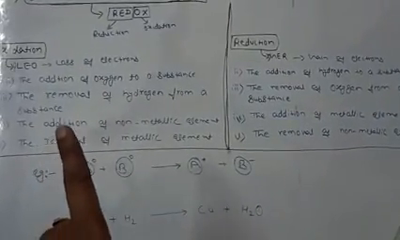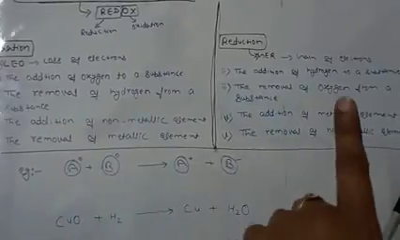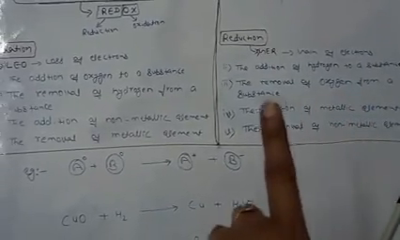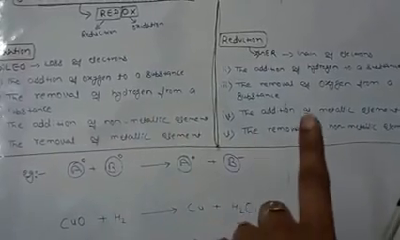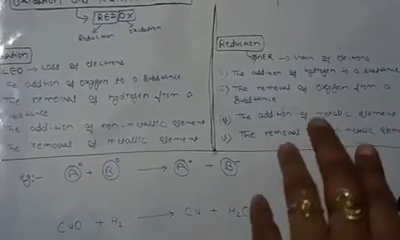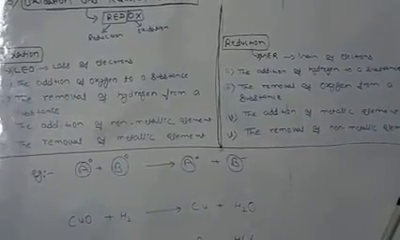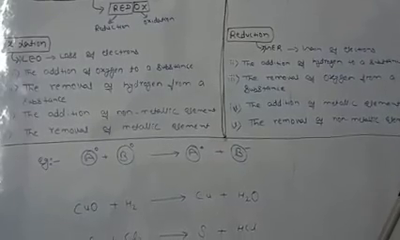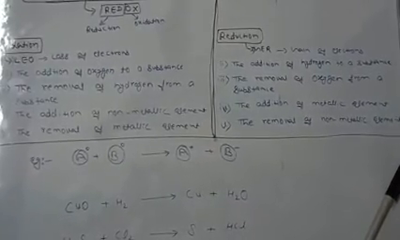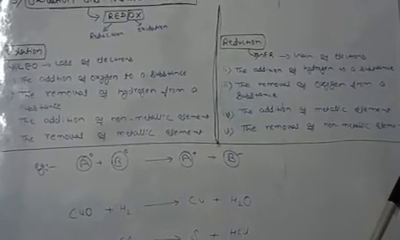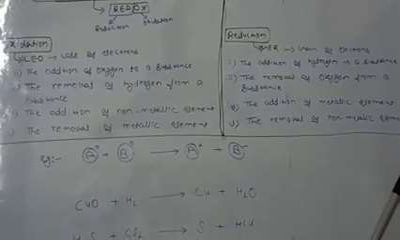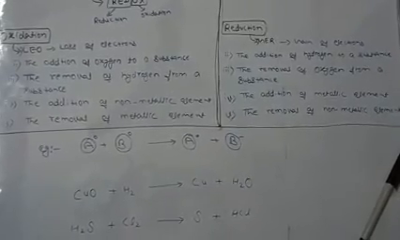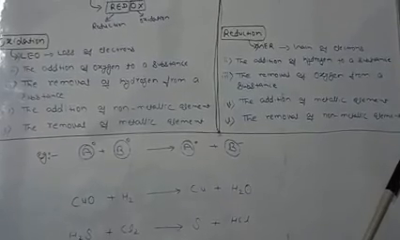Third point: the removal of hydrogen is called oxidation. The removal of oxygen is called reduction. The removal of hydrogen from a substance, the removal of oxygen from a substance, and the addition to a substance, you should just learn. The addition of oxygen to a substance is called oxidation. The addition of hydrogen to a substance is called reduction. The removal of hydrogen from a substance is called oxidation. On the other hand, the removal of oxygen from a substance is called reduction.